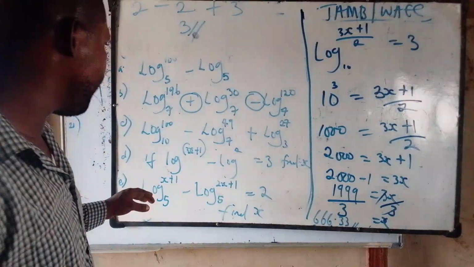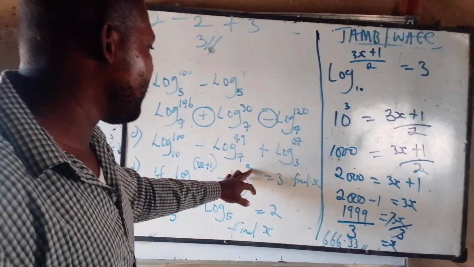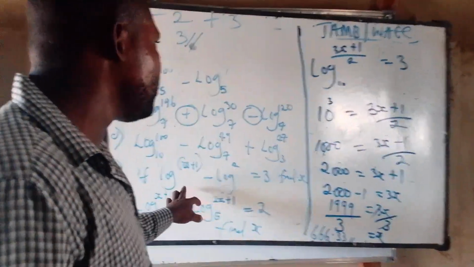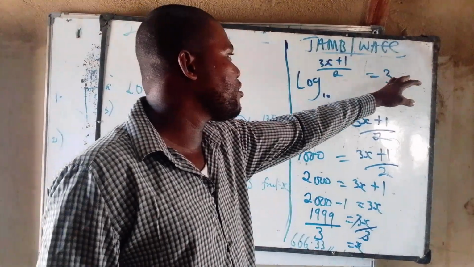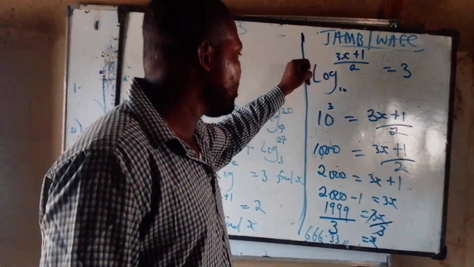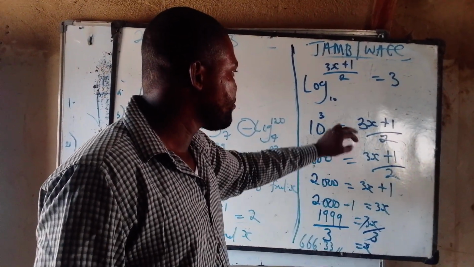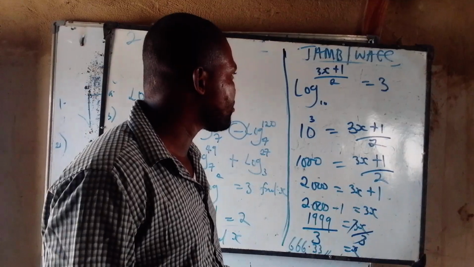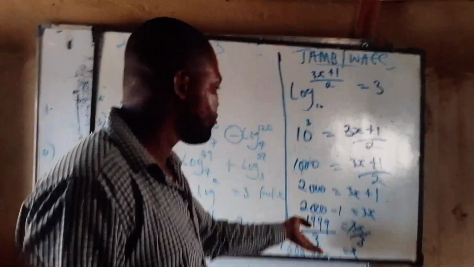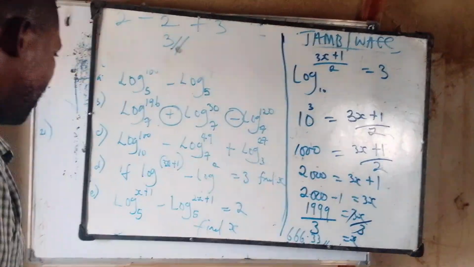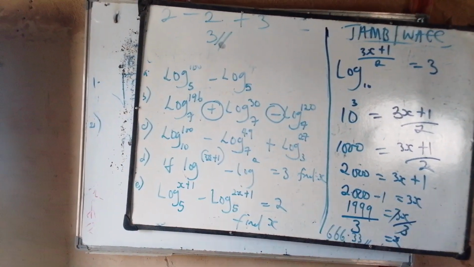So back to my question here: log of (3x plus 1) divided by 2 equal to 3. I'm asked to find x. This is log base 10, so I take 10 to the power of 3, which is 1000, not 30. So after doing this, my answer is equal to this. I'll be leaving you with this one to take home.